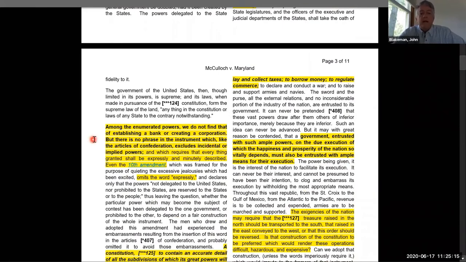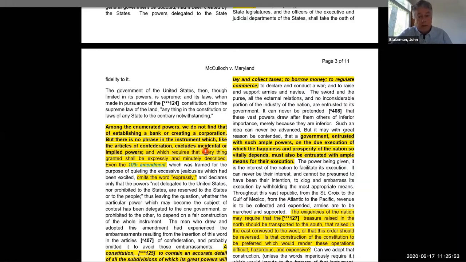Now, he jumps back to the National Bank. See, he got sidetracked for a second, right? But he jumps back to the National Bank. He says, okay. Among the enumerated powers, the powers written down in Article 1, Section 8, we do not find that power of establishing a national bank or creating a corporation. So he admits that up front. There's no clear power for Congress to do this. But he says there is no phrase in the instrument, the Constitution, which excludes incidental or implied powers.